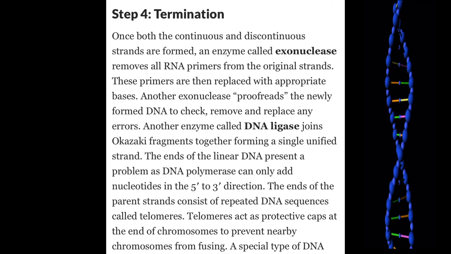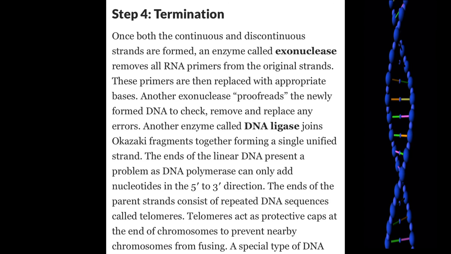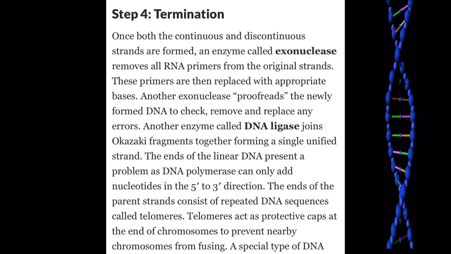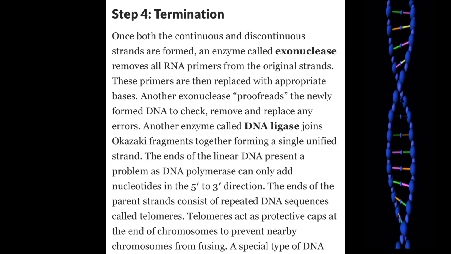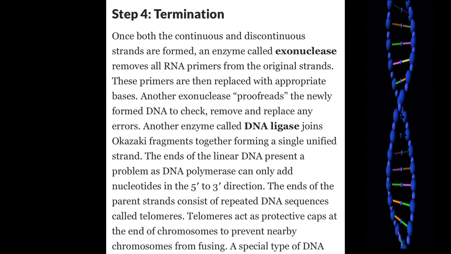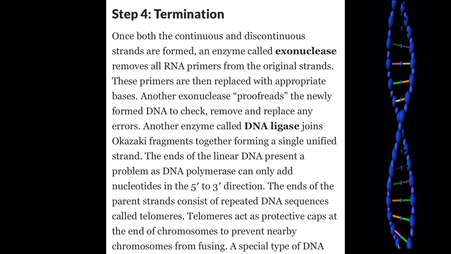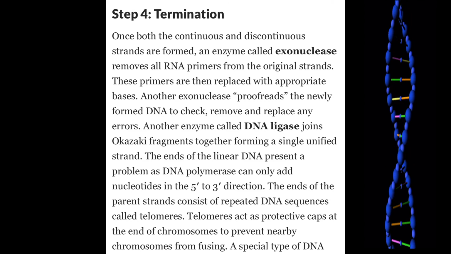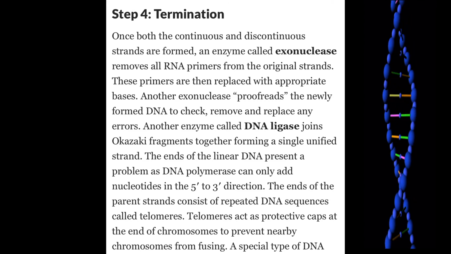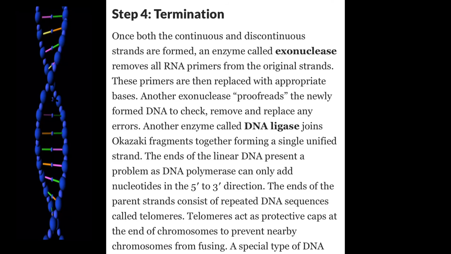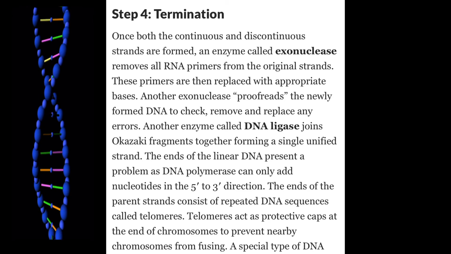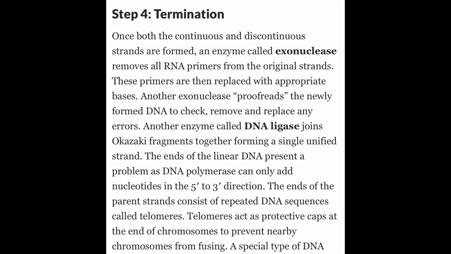The ends of the linear DNA present a problem as DNA polymerase can only add nucleotides in the 5' to 3' direction. The ends of the parent strands consist of repeated DNA sequences called telomeres. Telomeres act as protective caps at the end of chromosomes to prevent nearby chromosomes from fusing.